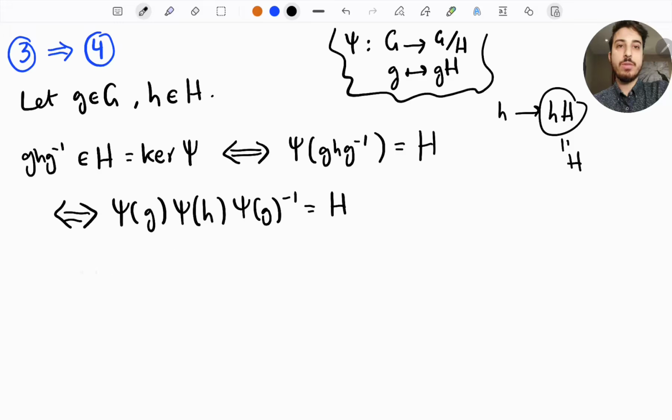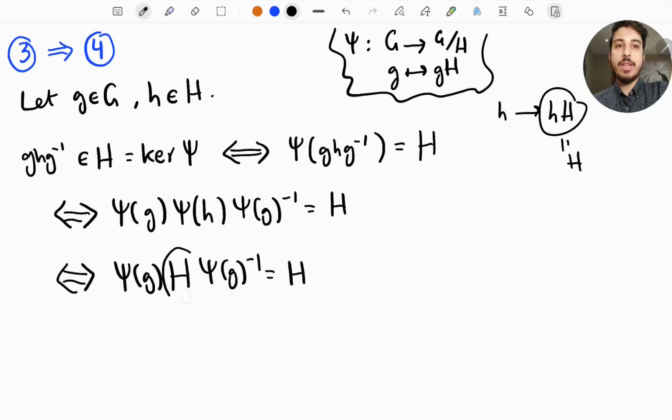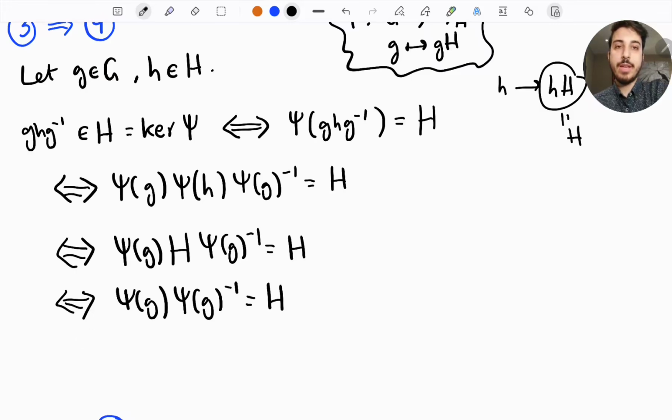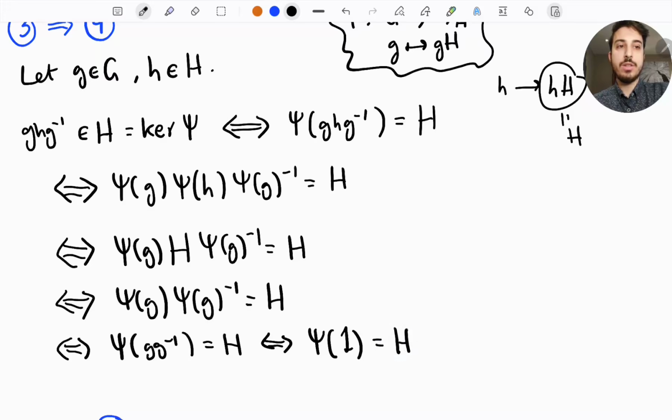So psi(H) is equal to H. And because H is the identity, if we multiply the identity by whatever, it just disappears, right? The identity gets absorbed. And this gives us psi(G) times psi(G inverse) is equal to H. Now we can use the property of homomorphisms again to combine these two and get psi(G inverse) is equal to H. And this means that this is psi of the identity of G giving us H.